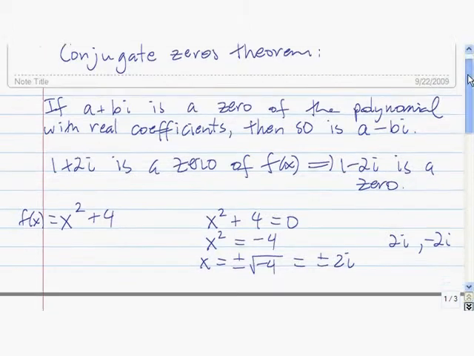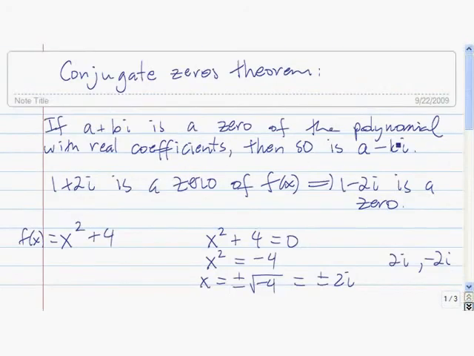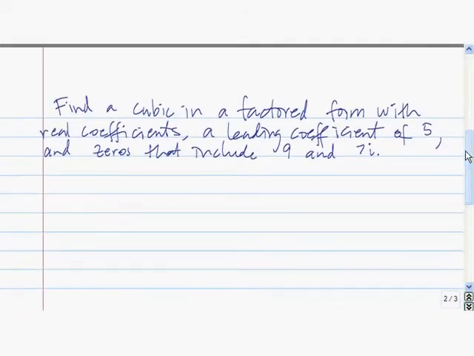Let's do another example. So we wish to find a cubic in factored form that has real coefficients, a leading coefficient of 5, and zeros that include 9 and 7i. Well, by the conjugate zeros theorem, we know that since 7i is a zero of this cubic with real coefficients, negative 7i, the complex conjugate of 7i, is also a zero.